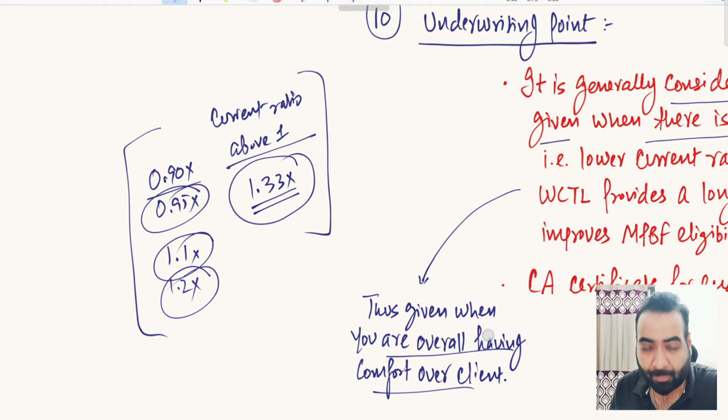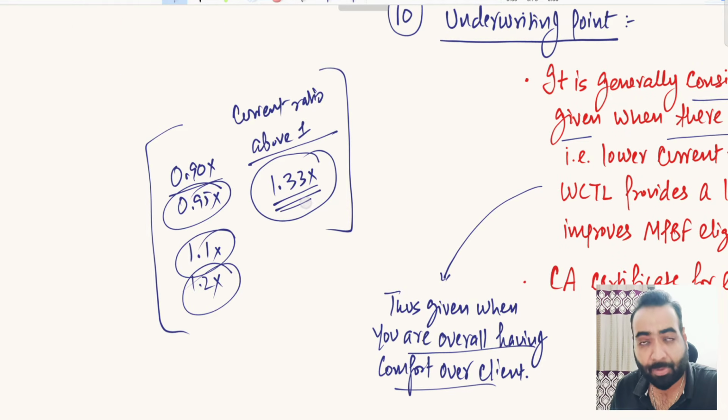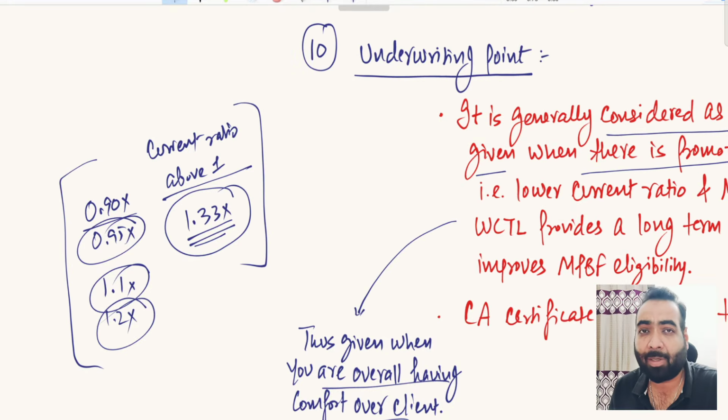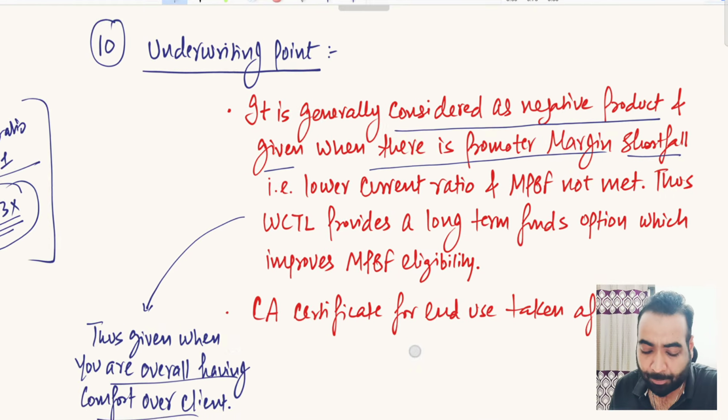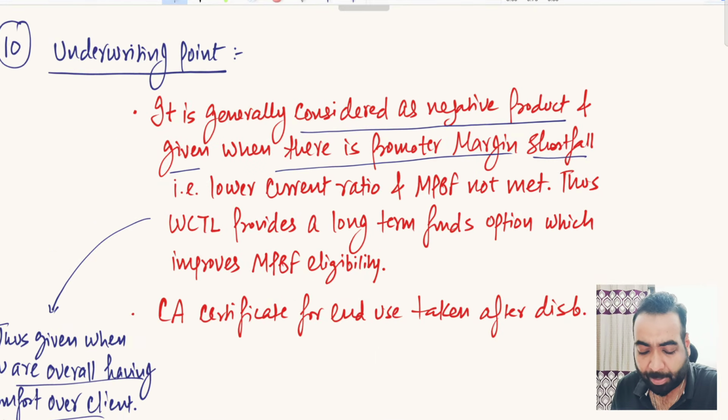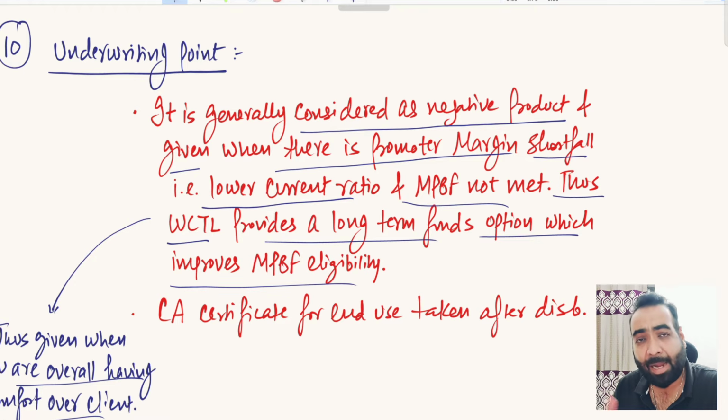So instead of giving the CC limit, because there is a shortfall in current ratio, you give him the working capital term loan. You give him the long-term product for general day-to-day requirement or working capital requirement. Those funds will be invested in working capital, and that will ultimately improve the current ratio in projections of CMA. So it is generally considered as a negative product, only given when there is promoter margin shortfall or long-term funds shortfall in the business, resulting in lower current ratio, MPBF not met, right? Thus the WCTL provides a long-term funds option which improves the MPBF eligibility, and it gives the funding support to the client as well.